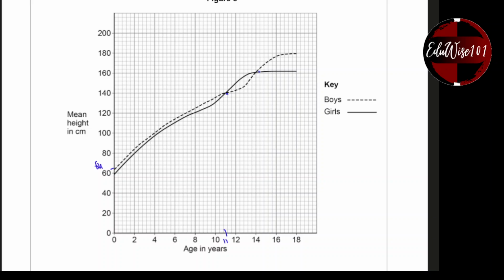And then after 14 years, their growth seems to have been stagnant or remains the same. Whereas after 14 years, the boys are starting to grow fast from about 13 to about 17 years. Their rate of growth is much faster, and after about 18, they have hit their maximum height. Girls seem to have reached their maximum height after about 14 years old. Both the boys and the girls are the same height at this point and at this point there. And the rate of growth for girls is higher early on than for the boys. So let's write all of these points.